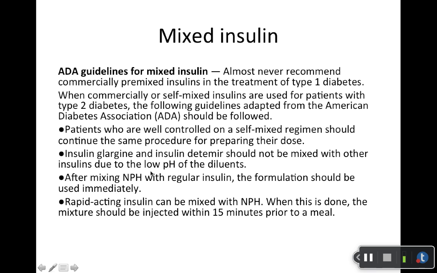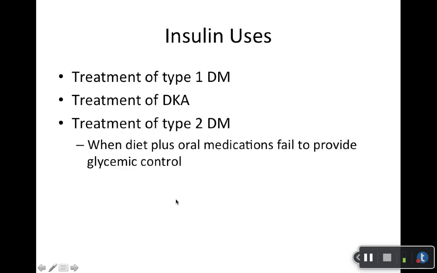And then also to definitely stick to the ADA guidelines, American Diabetes Association guidelines, as far as when you are recommending and prescribing mixed insulin. So please go ahead and read through this slide. Uses, we've talked about these already, but definitely type 1, it's going to be all type 1s.